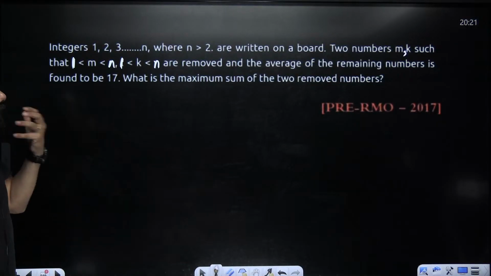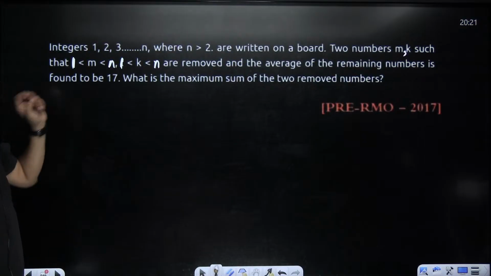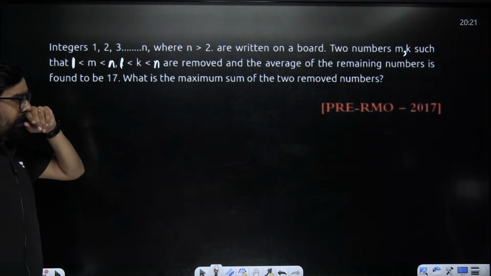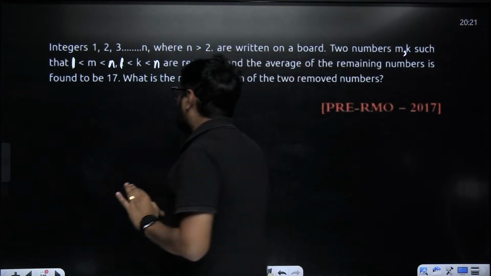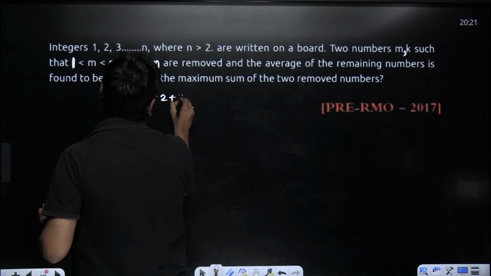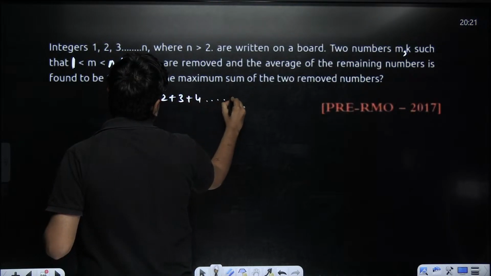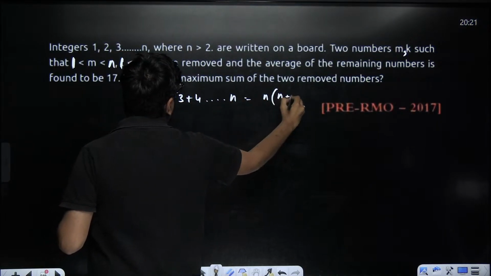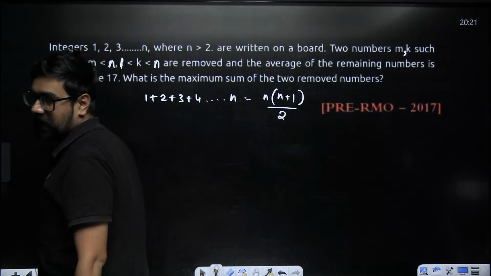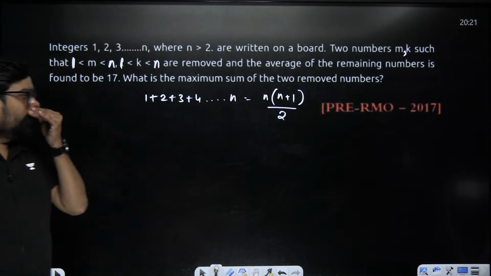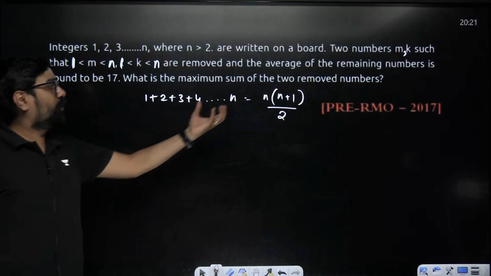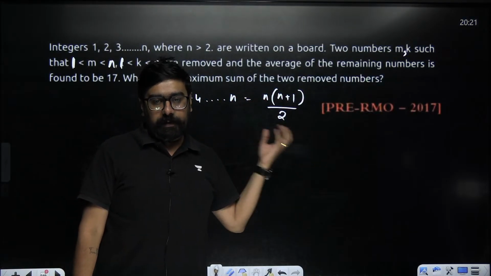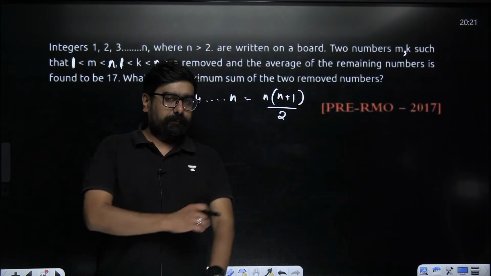Now, how can we approach? First, let's see how we will approach. They are saying m is between 1 and n and k is between 1 and n. They want us to maximize the sum, right? I know that the sum 1 plus 2 plus 3 till n is equal to n into n plus 1 divided by 2. The average will be n plus 1 divided by 2, because you divide the sum by the total number of numbers: n into n plus 1 divided by 2 upon n.